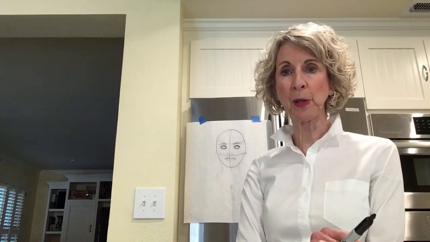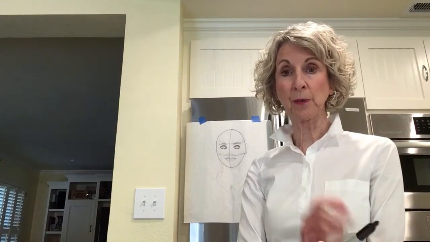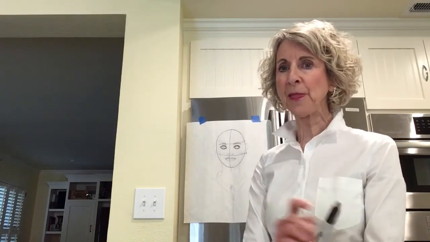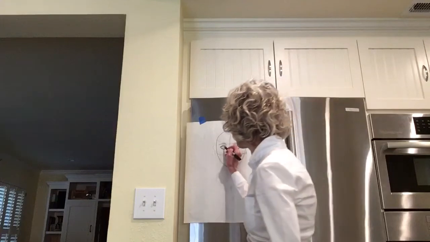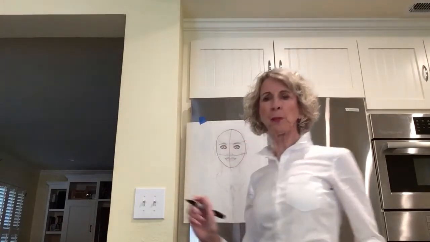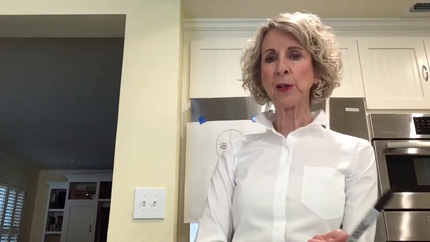And when you look in the mirror and you look at the color of your eye, the colored part of your eye, you will see that it is indeed a round circle. And then you're going to draw a smaller circle in the middle, and that is the pupil. And the pupil is the really dark part, the center of your eye.